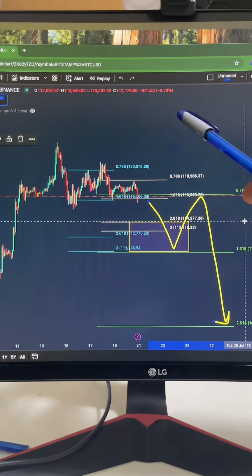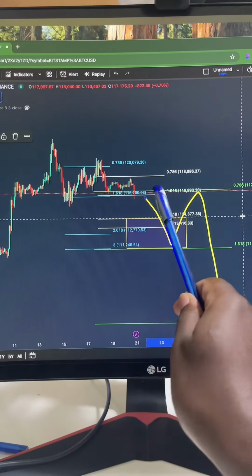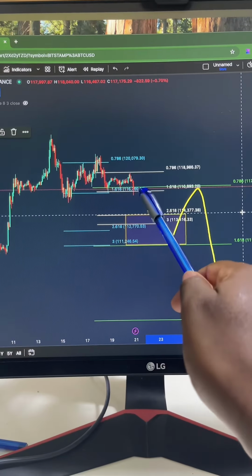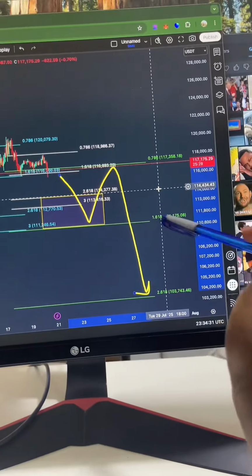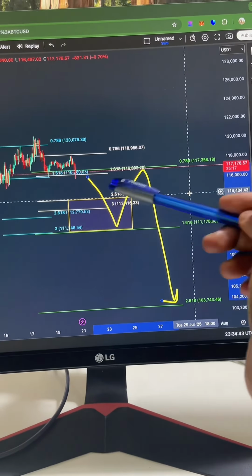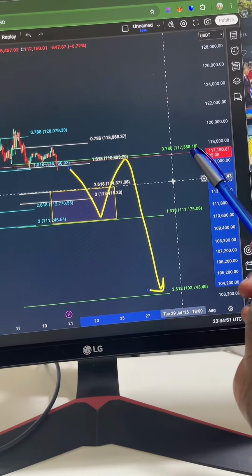Now, as you can see, both for the white and the blue, we have not broken the support, which are both the 1.618 region right here. So we have not broken that support. But if we break them, then we are looking at this zone right here. So the zone is 114 to 111. From this zone, both for the white and blue, we are going back up with our maximum zone at about the 0.786, which is 117 right here.